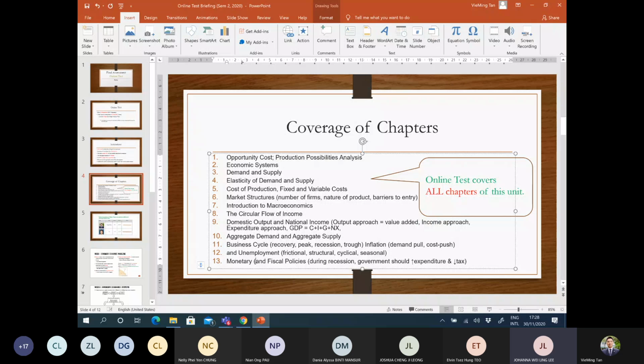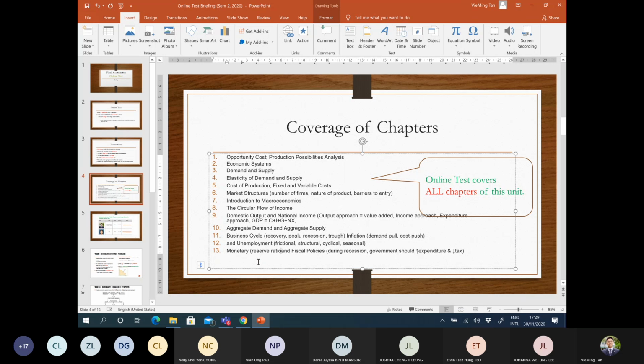Reserve ratio. Yes, we call it the cash reserve ratio. This is the amount of cash that must be kept by the commercial bank. This is the minimum amount of money, usually in cash, that has to be kept in the central bank by the commercial bank. Okay, the reserve ratio has to be kept by the commercial bank in the central bank.